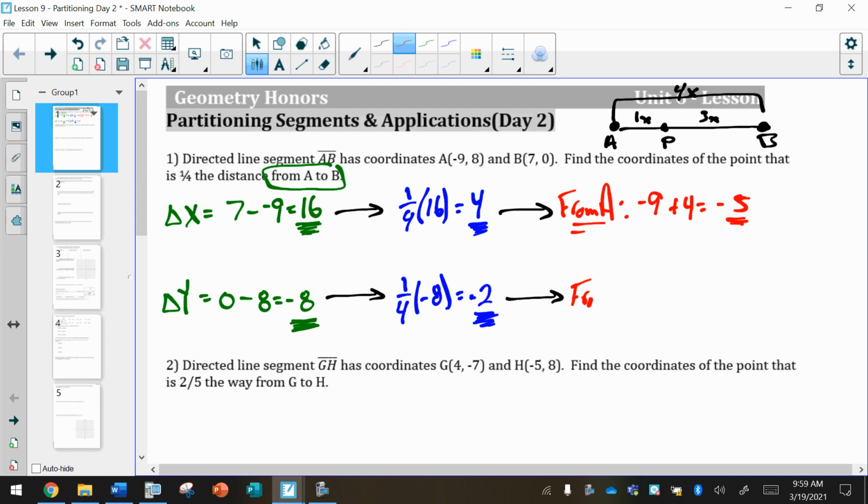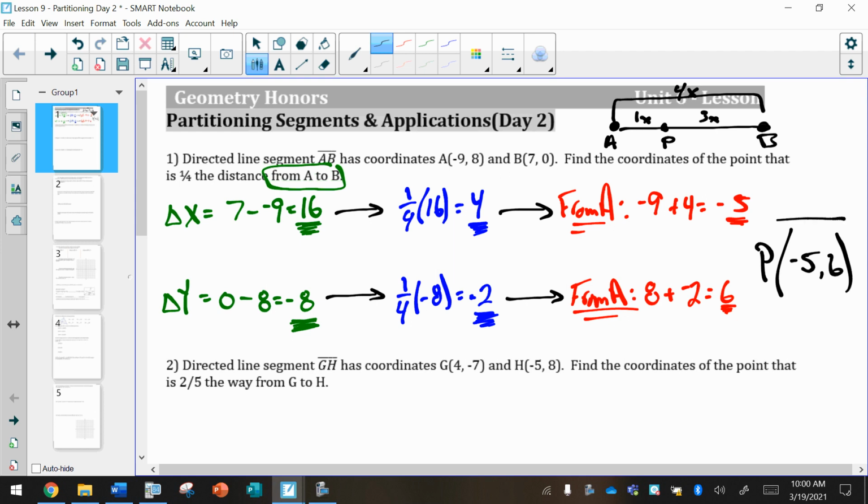Again, from point A, my y coordinate was 8. I'm going to add the -2 to that to end up at 6. So then my final answer, point P, I named it point P, it's not named anything on your paper, is the point -5, 6. That is the point that is 1/4 of the way from A towards B.